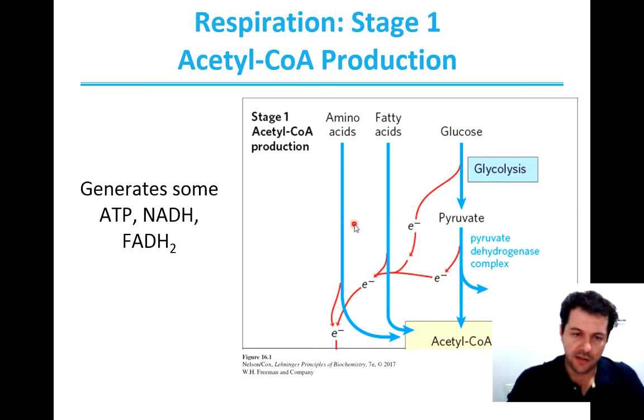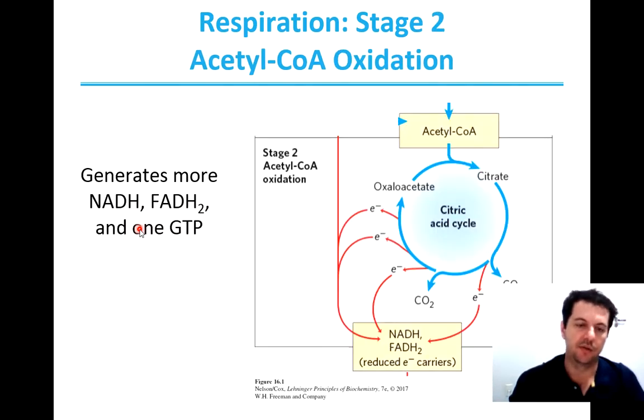Glycolysis is important to generate ATP, NADH and also FADH2, which are going to be used not only in respiration but in many other reactions that need, for example, ATP and NADH. But this is very important for ATP production in the mitochondria.